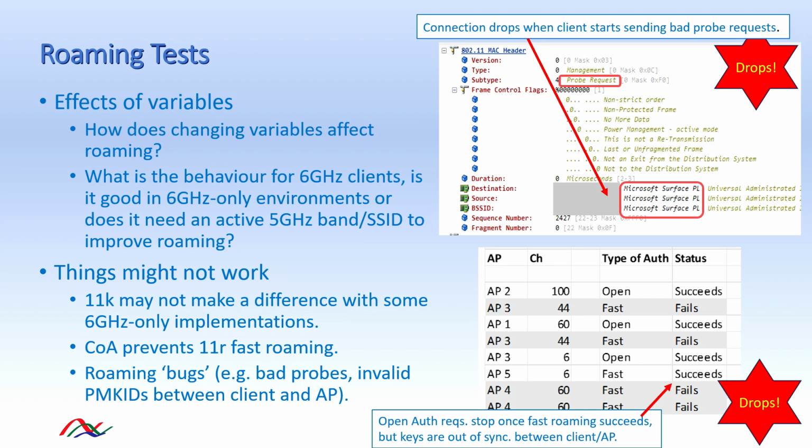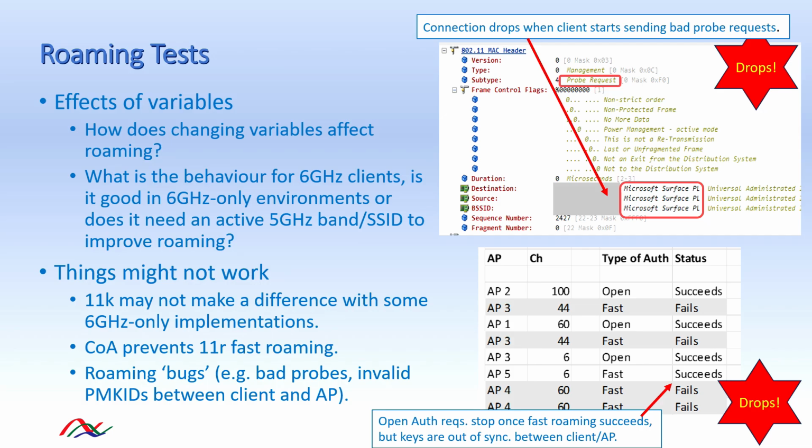In the example at the top right, a Microsoft Surface sends bad roaming requests with the destination, source and BSSID addresses all equal to the local address. Since this wasn't recognized or responded to by the network, the client can't roam and loses its connection, and this required a bug fix.